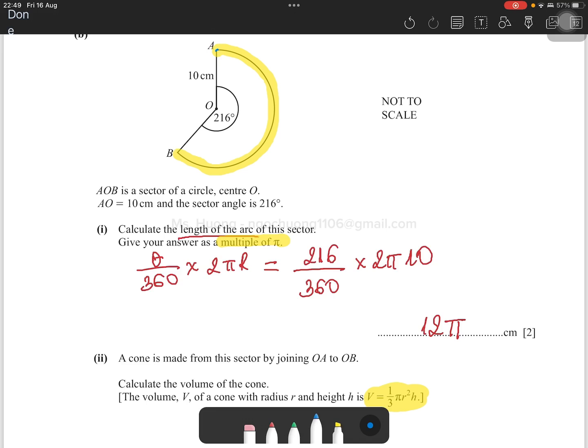Second question, a cone is made from this sector by joining OA and OB together. So if I join OA and OB together, I will get a cone like this. I don't know the radius of this cone, but we know that the slant height of this cone is actually the length of OA, the radius of the sector. So the slant height is 10 centimeters. And we don't know the perpendicular height. We just know the slant height, that is 10 centimeters.